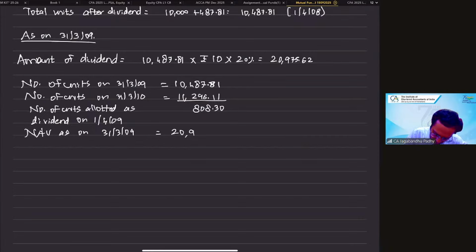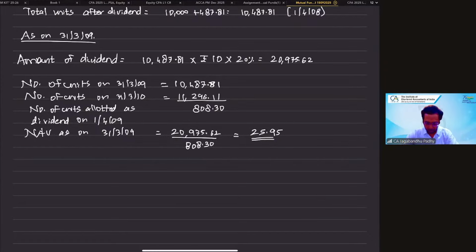That is 20,975.62 divided by 808.3. So what is the NAV as on 31st March 2009, guys? 25.95. Yes, that is 25.95. Done. So NAV as on 31st March 2009 is 25.95.